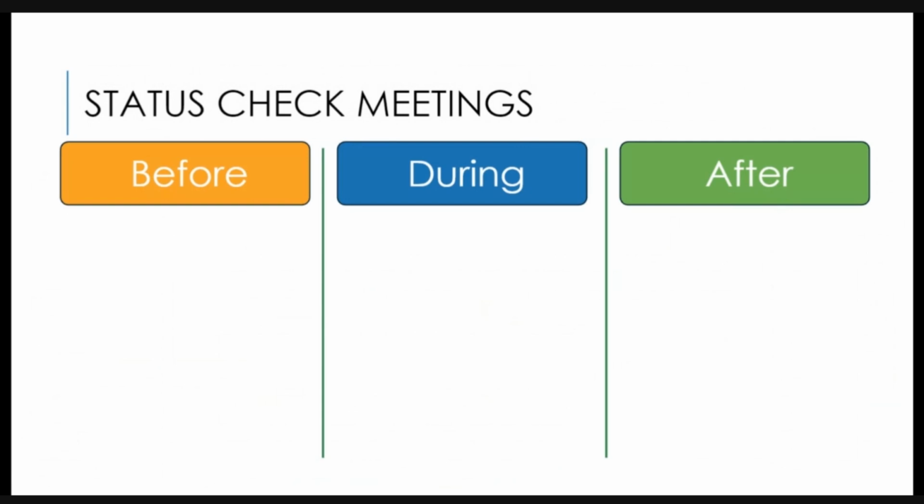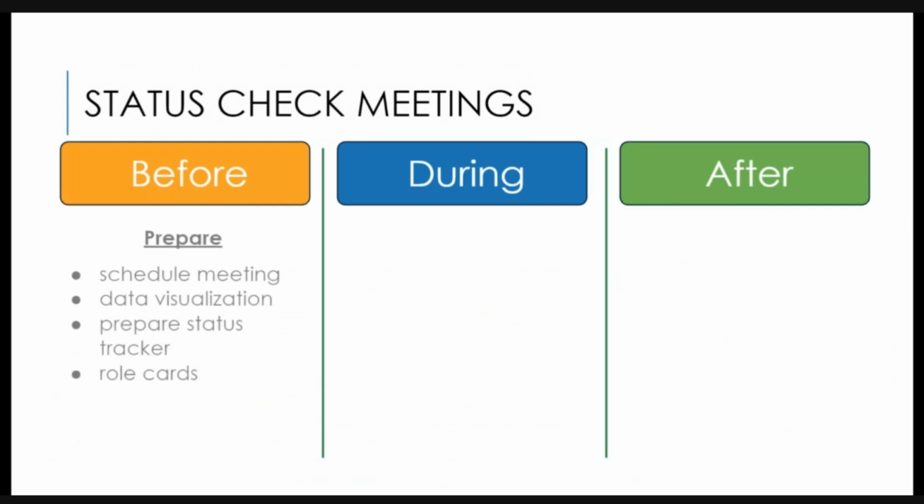There are specific steps that should be completed before, during, and after each status check meeting. Before the status check meeting, the CI team lead must prepare for data-driven conversations, and that would include assigning roles to team members.